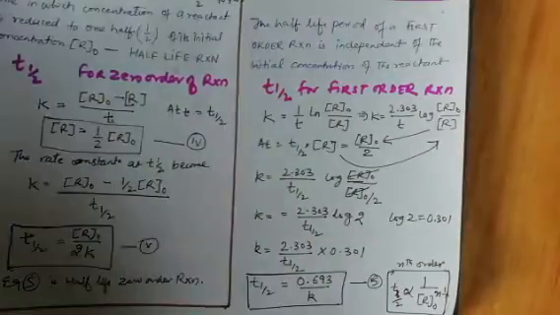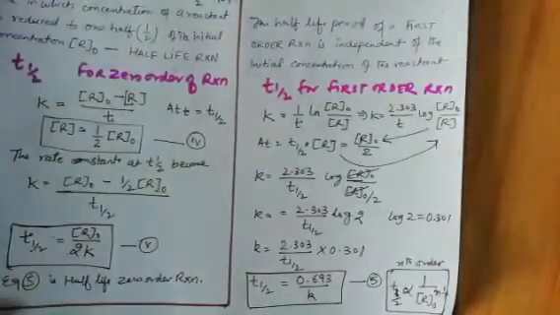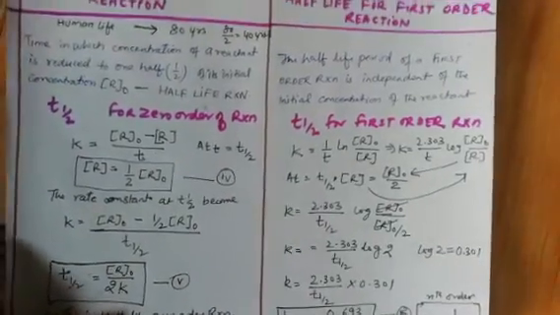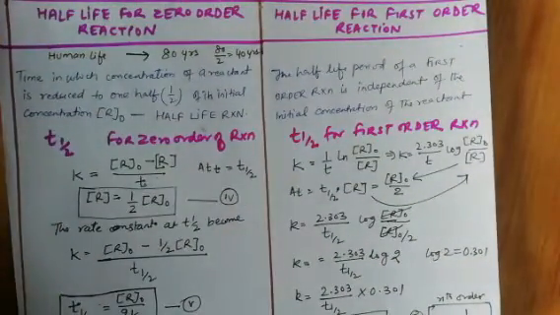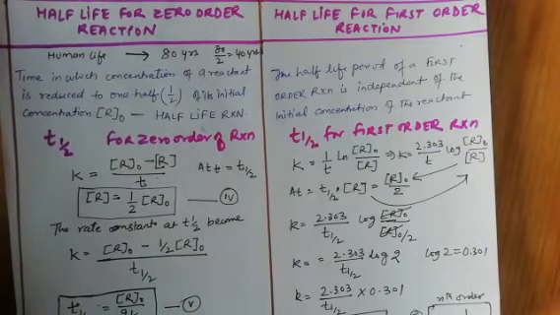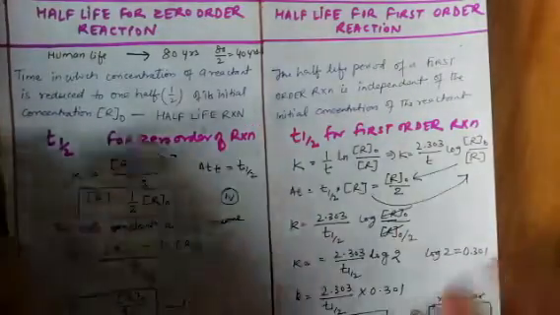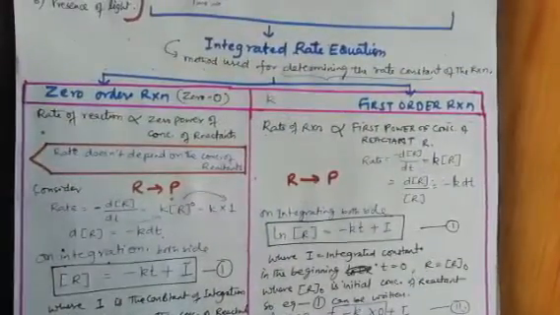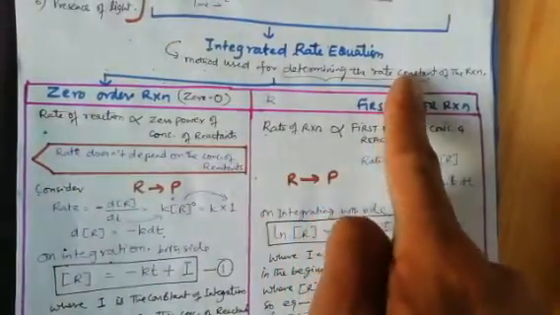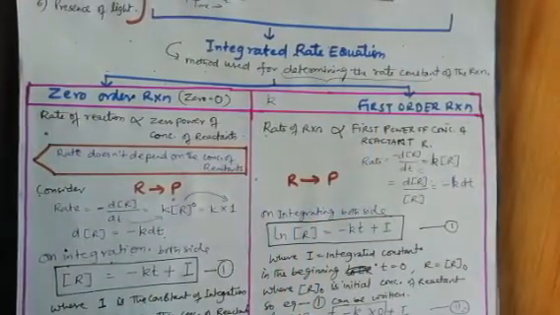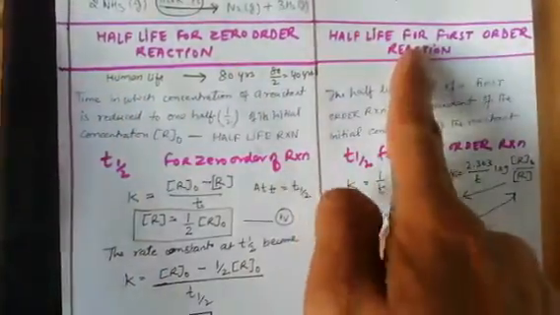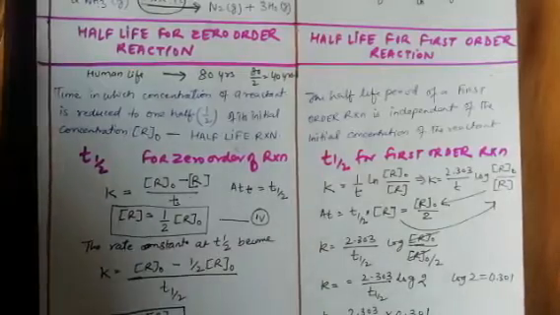After this, dear students, I am telling you, in the exam one question is definitely coming: derive the rate constant with integrated rate equation. When the question comes to derive the rate constant, then you have to do this one for zero order and this one for first order. If the question comes to derive the half-life for zero order and for first order, do this question and this question. So this is the most important part in this chapter.